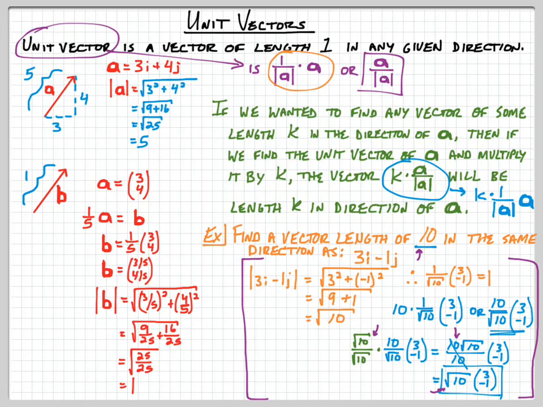So hopefully that helps combine these ideas of first shrinking down a vector into a unit vector, so it's got a length of 1, and then increasing or decreasing it by some scalar by multiplying by a value of k. Then all you have to do is some simplifying to get your final answer there. But that's the ideas behind a unit vector and finding vector lengths.